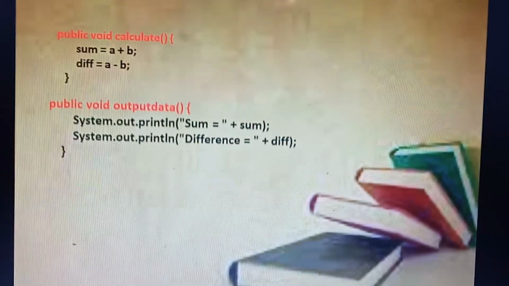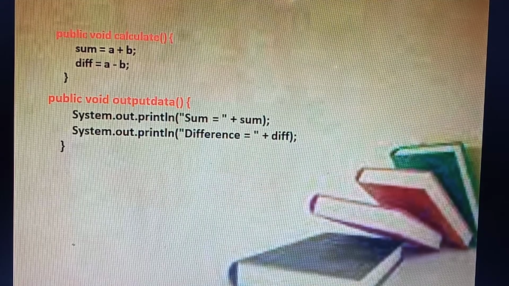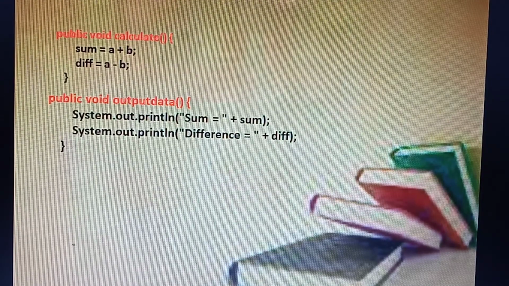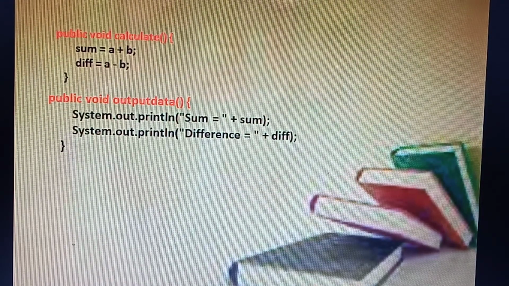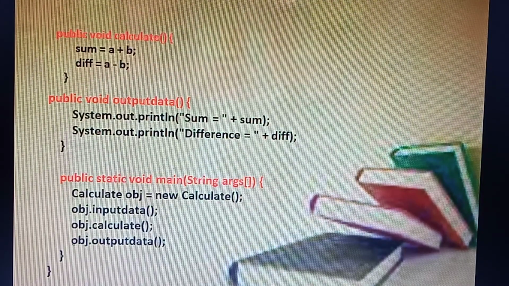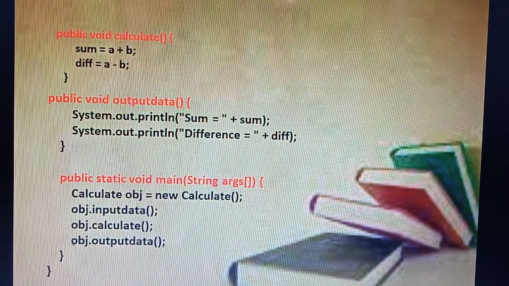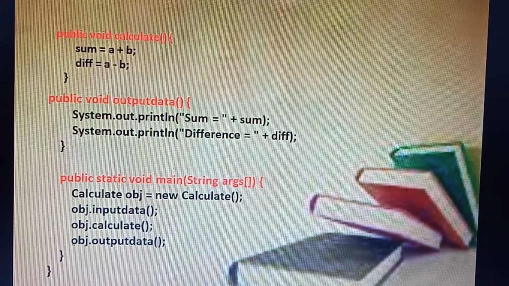Then after that you have to calculate. In calculate, sum is equal to a plus b, and difference is equal to a minus b. Then you use the print method for printing the sum and difference. After that, in void main, you create the object of the class and call the methods.